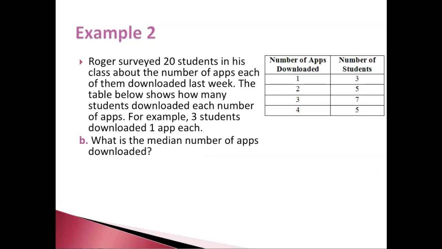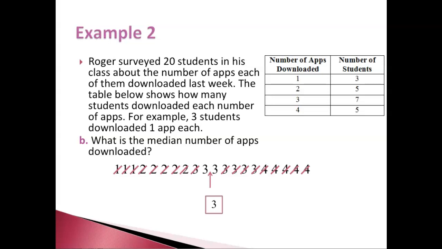All right, part B. What is the median number of apps downloaded? So we'll stick with the numbers that we were using before, and we're trying to find the middle number. So we can simply cross off one number from each side at a time until we get to the middle. And it looks like we have the two middle numbers are 3. So the average of those two numbers is 3. So that is our median.